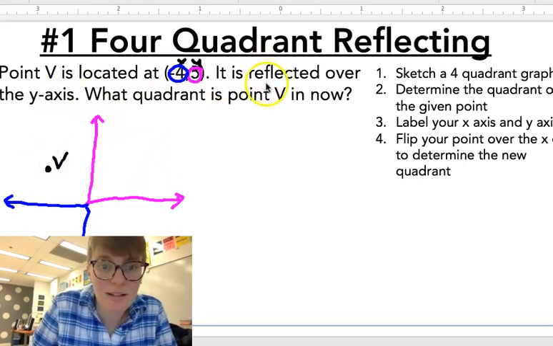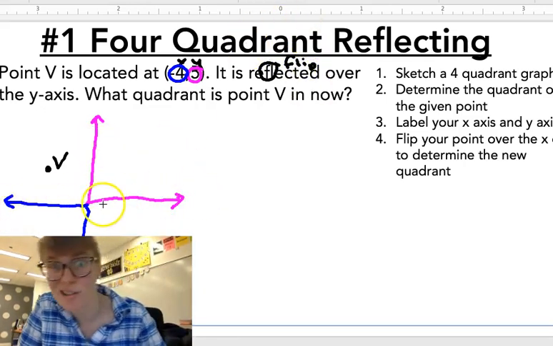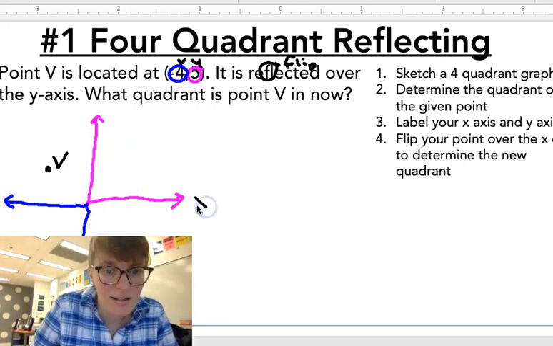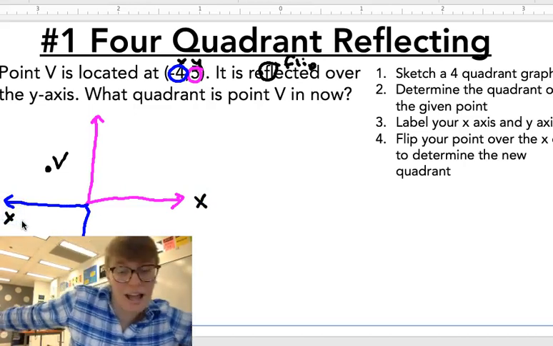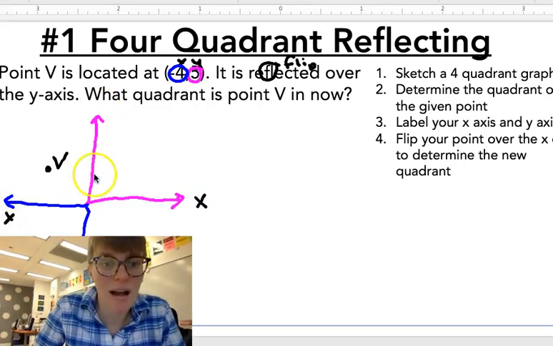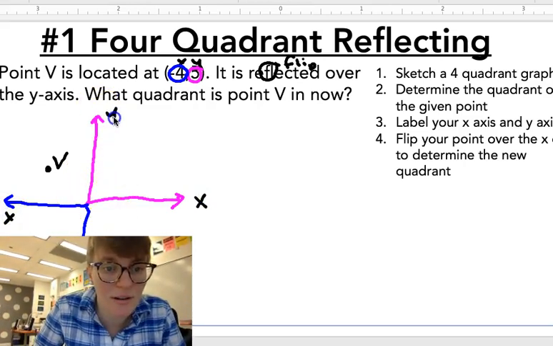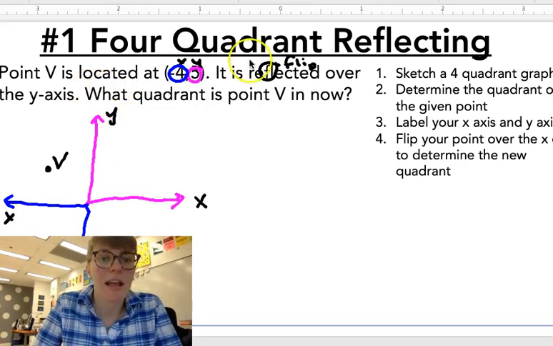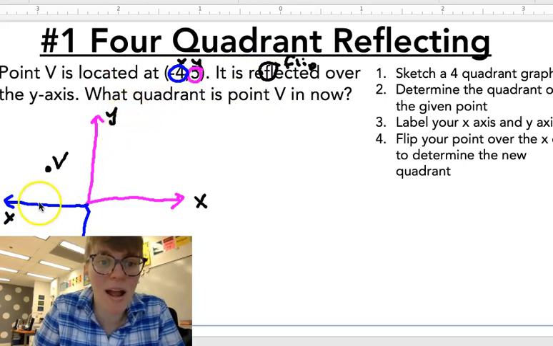Now I'm going to reflect this. Remember, reflect is just like the word flip, so all I'm doing right now is I'm just flipping this over my y-axis. Well, let's make sure we label that. Our x is a horizontal line. It goes left and right. So this is my x. If it helps, you guys can label it on both sides because this entire line is x. My line that is vertical goes up and down. That's my y.